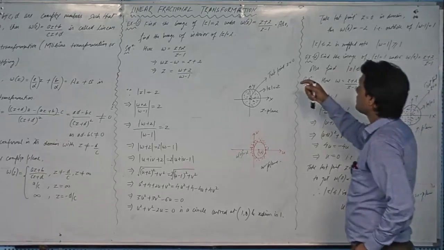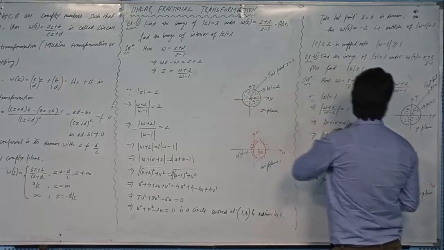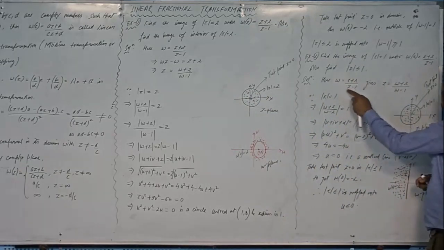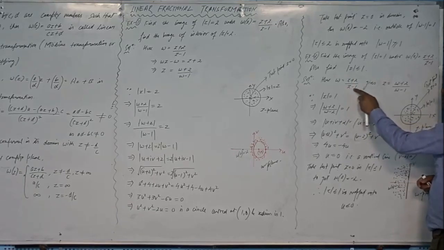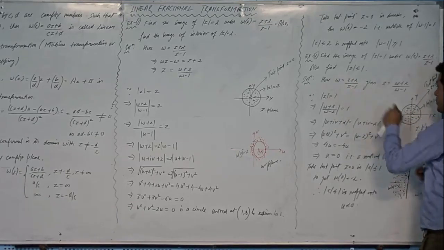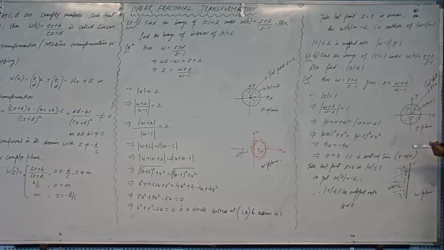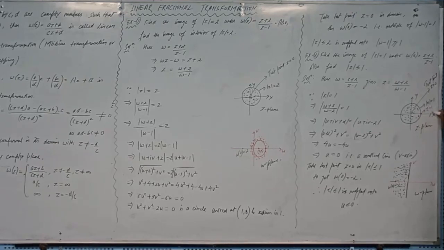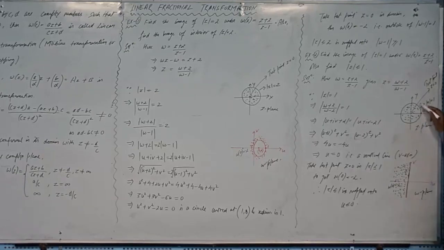If you see here, you can see that the pole of this function is at z equal to 1, right? So z equal to 1 is the pole of this function, and that pole was actually lying on the boundary of this circle. You can see that z equal to 1 is this point, which was a pole, right? And that's why the circle was mapped to a line, right?